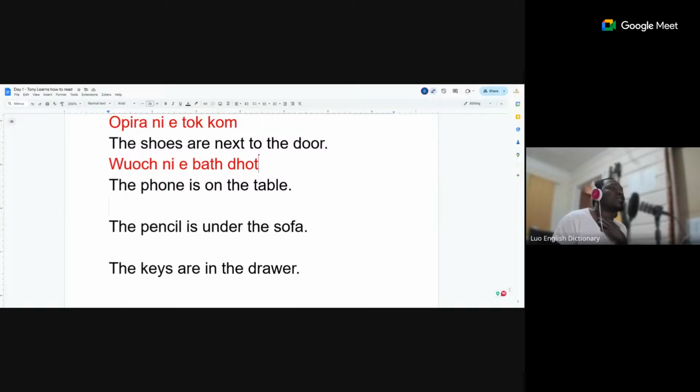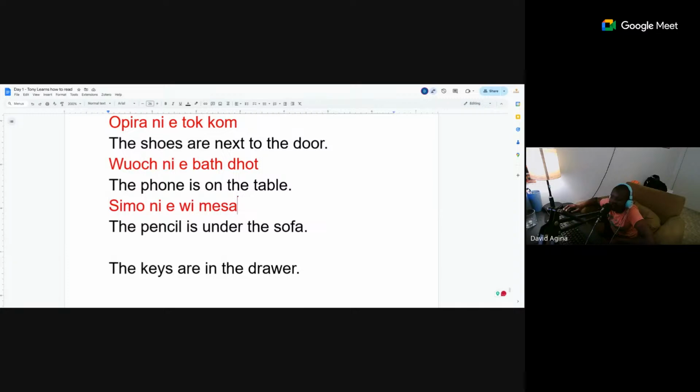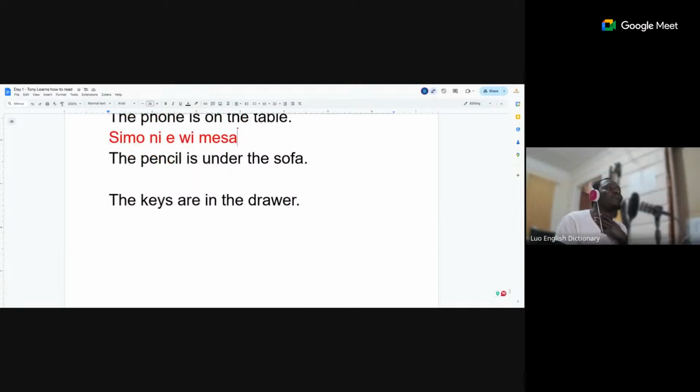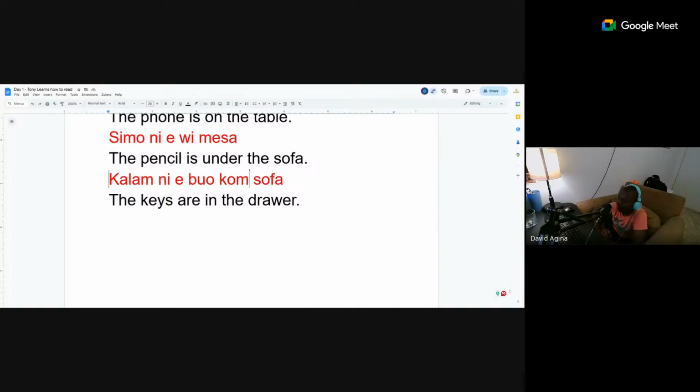Simo ni wi mesa. Repeat that. Simo ni wi mesa. Good. Kalam ni buo kom sofa. Repeat that. Kalam ni buo kom sofa. Can you say that? Kalam ni buo kom sofa.